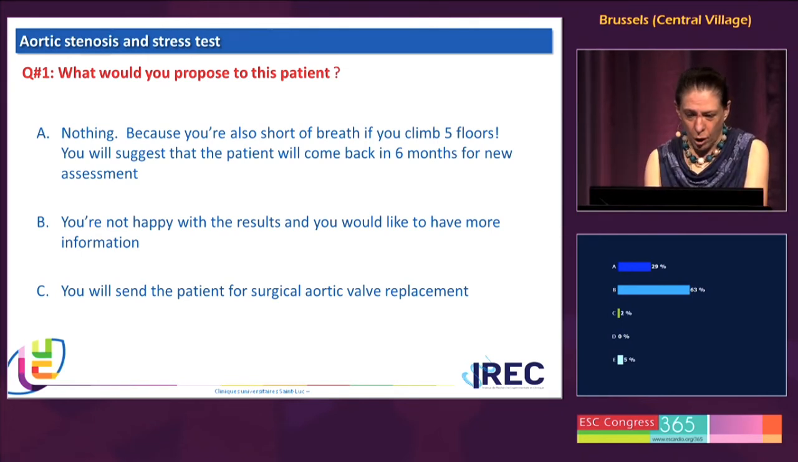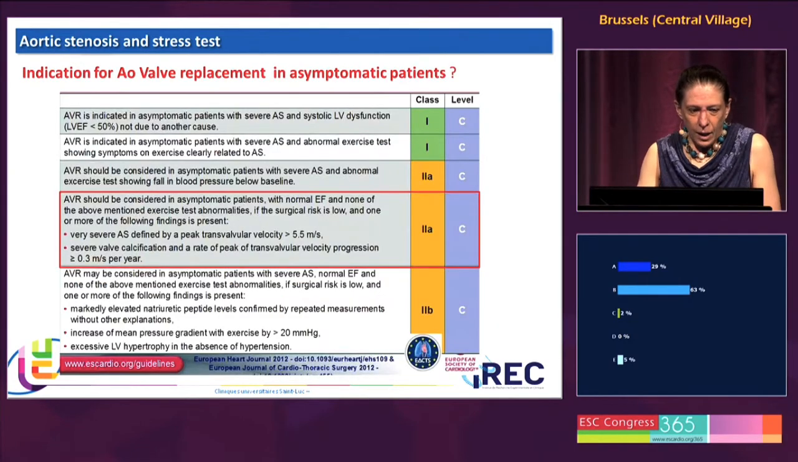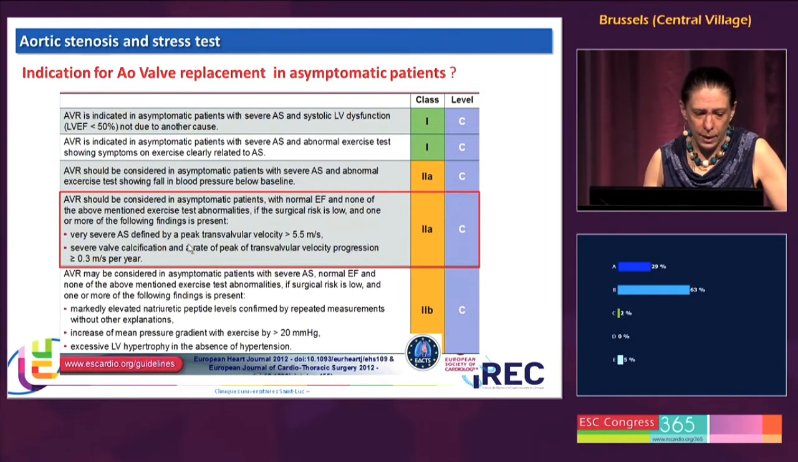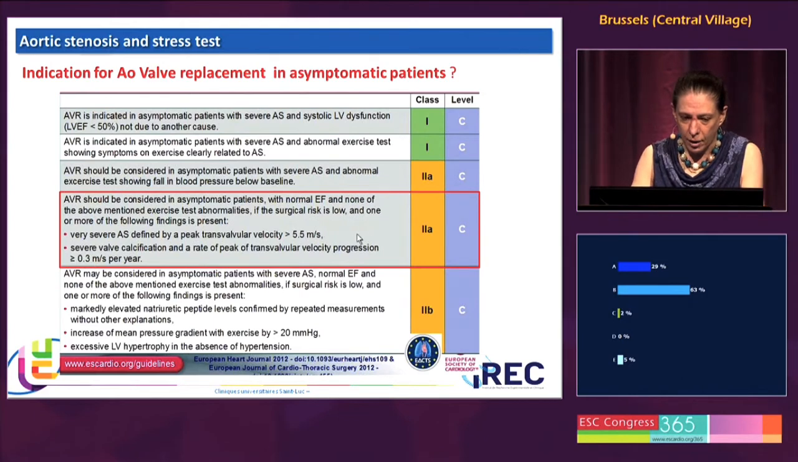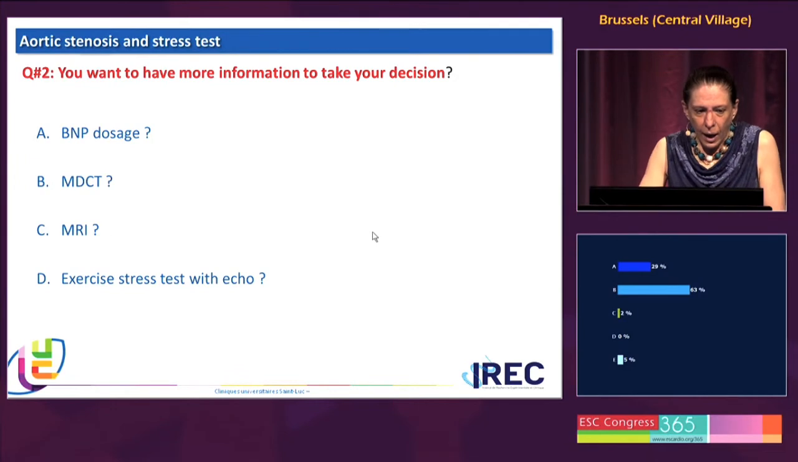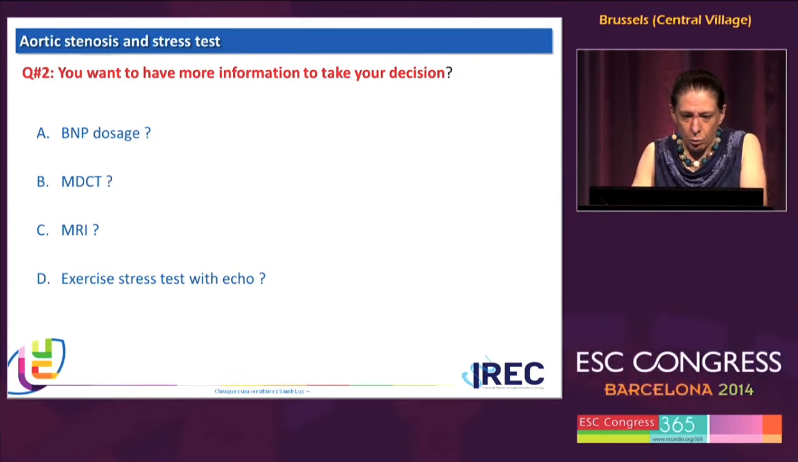So let's have a look at the result of the vote. One third will do nothing, and two thirds will go further, to have more information. If you look at the ESC guideline for aortic valve replacement in asymptomatic patients, it should be considered with normal EF and a normal exercise test if you have severe aortic stenosis with severe calcification and a transvalvular velocity progression of more than 0.3 per year. So we are not in this setting, so this is not an indication for this case. So you want to have more information to take the decision.